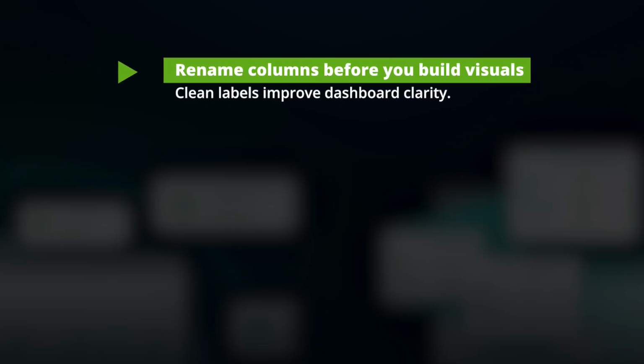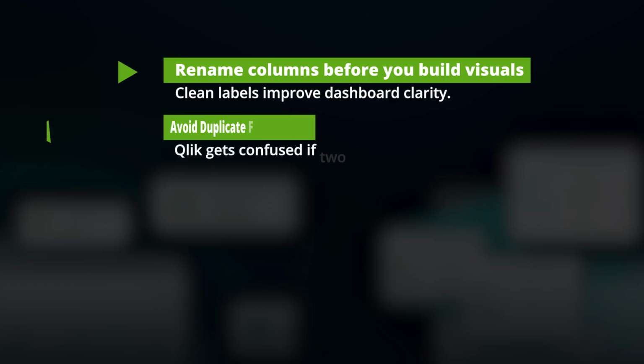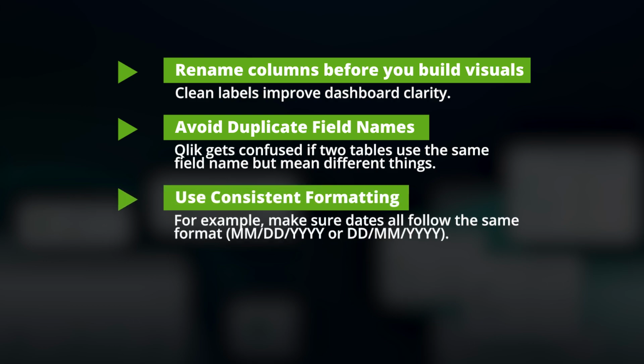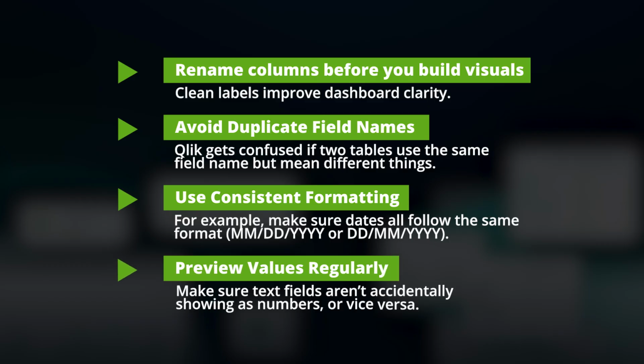Best practices for working with fields. Rename columns before you build visuals. Clean labels improve dashboard clarity. Avoid duplicate field names. Qlik gets confused if two tables use the same field name but mean different things. Use consistent formatting. For example, make sure all dates follow the same format: month, date, year, or date, month, year. Preview values regularly. Make sure text fields are not accidentally showing as numbers or vice versa.